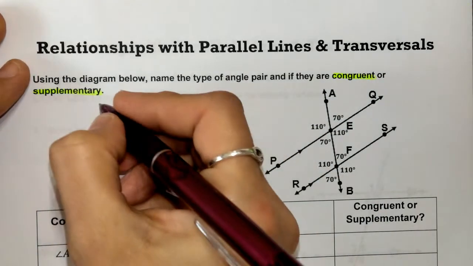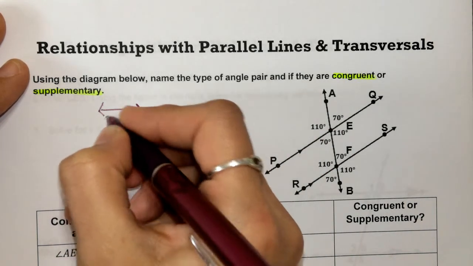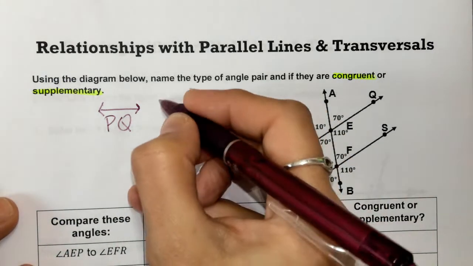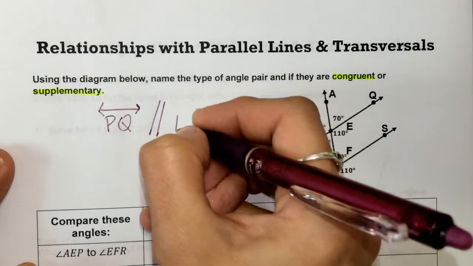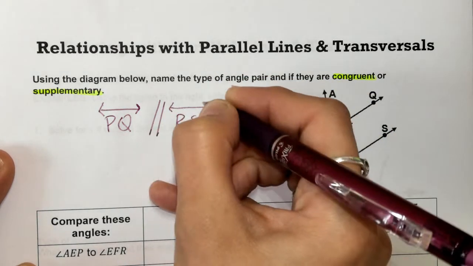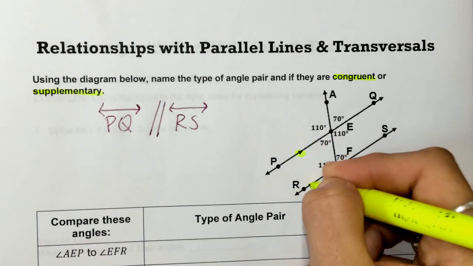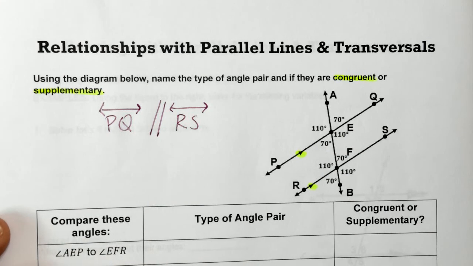In this, we need to note that, remember, this means line PQ. Remembering that from Unit 2, line PQ. This symbol right here means is parallel to. We'll say it is parallel to line RS. This has to happen for angles to be congruent or supplementary, so we have to have these parallel lines.